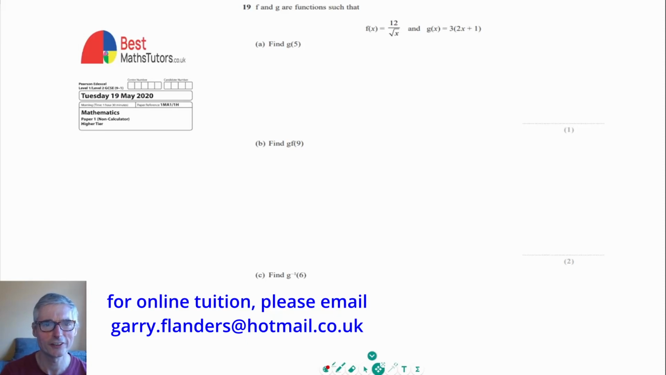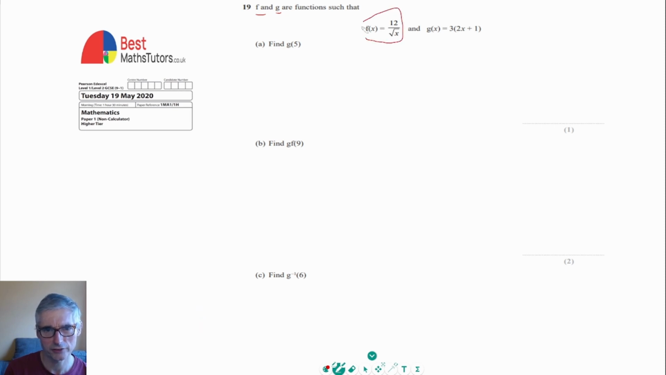I'm continuing to look at the Edexcel GCSE Maths Higher Tier Paper 1 from May 2020. This is question 19 and it's a question about functions. So what we've got here is f and g are functions such that this is the function f of x and this is the function g of x. So what we've got to do is find the function g when x is 5.